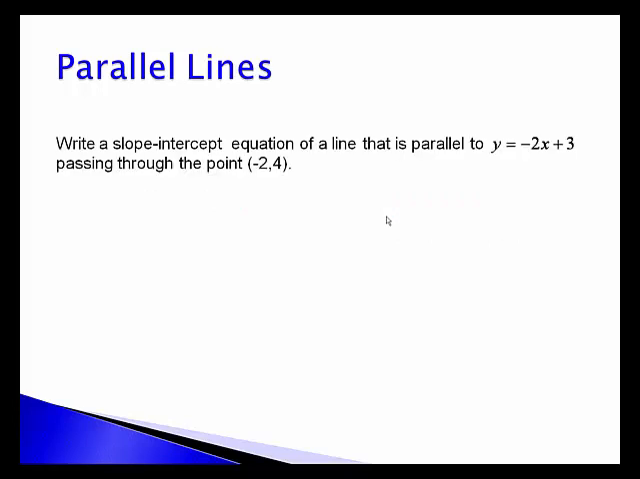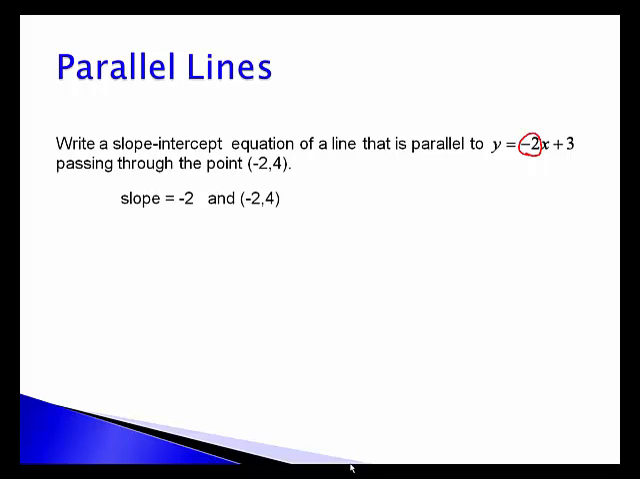Let's continue now with another parallel line problem. This time, I'd like for you to write a slope-intercept equation of a line that is parallel to y = -2x + 3, passing through the point (-2, 4). We need to first examine the slope of this line right here. Its slope is -2. If I want a line that is parallel to it, the line that I want also has a slope of -2. Once again, let's simplify what it is we're trying to accomplish. We want to write an equation of a line that has a slope of -2 and passes through the point (-2, 4).